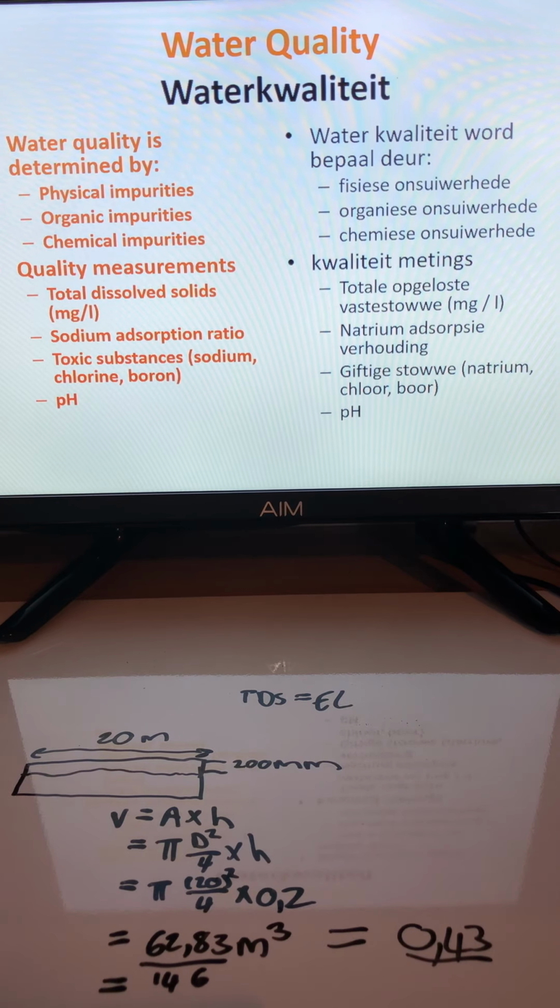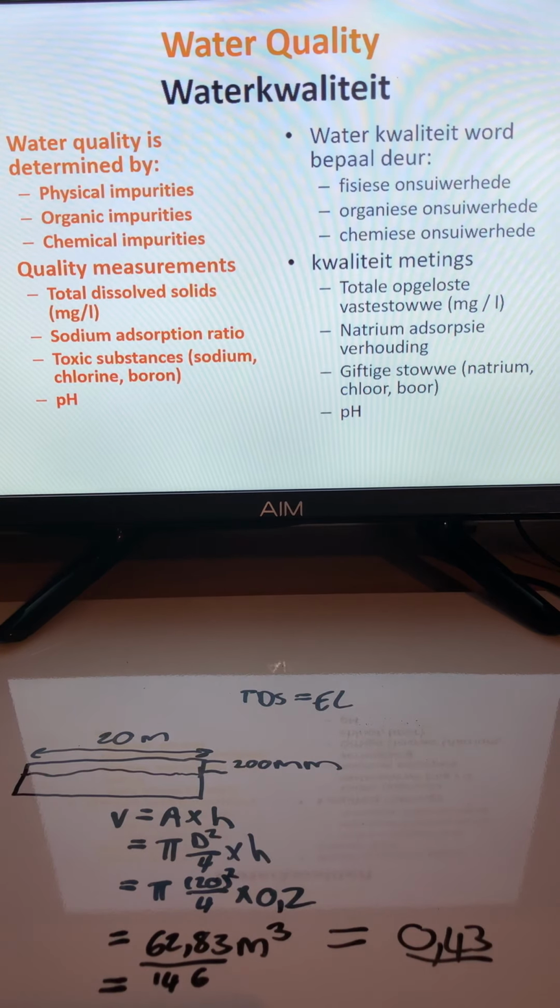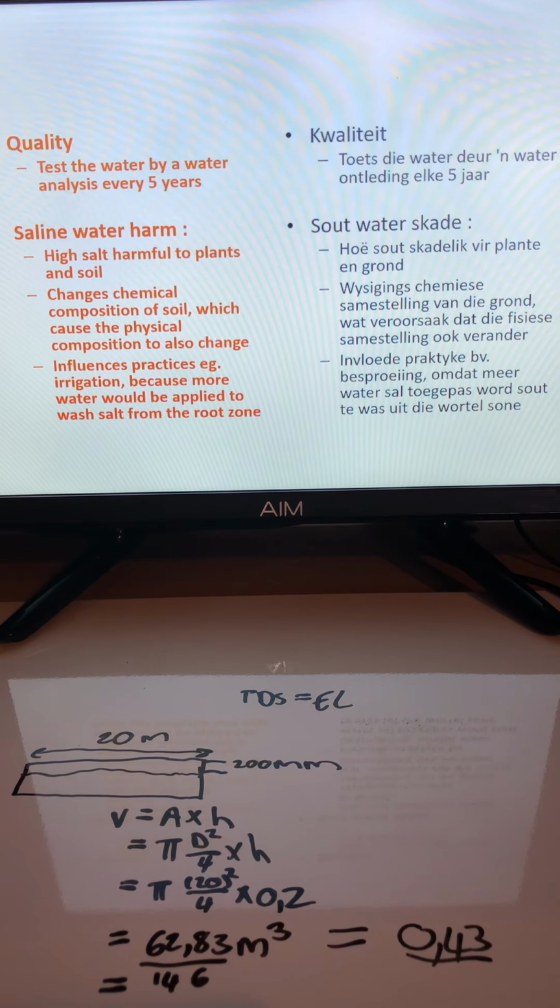So if you've got a lot of that in your irrigation water, you would rather not irrigate with that water due to the low quality of the water. And then pH, and pH is a measurement that's usually not used that much for irrigation water, because soil has a big buffer capacity, so that usually doesn't play that big a role. But then pH is also something you look at when measuring the water. So the water is tested once every 5 years.